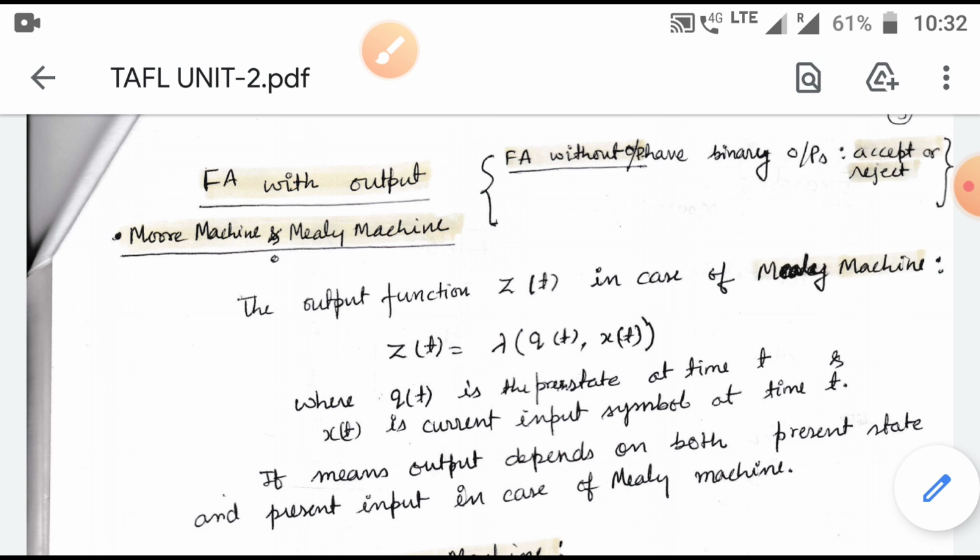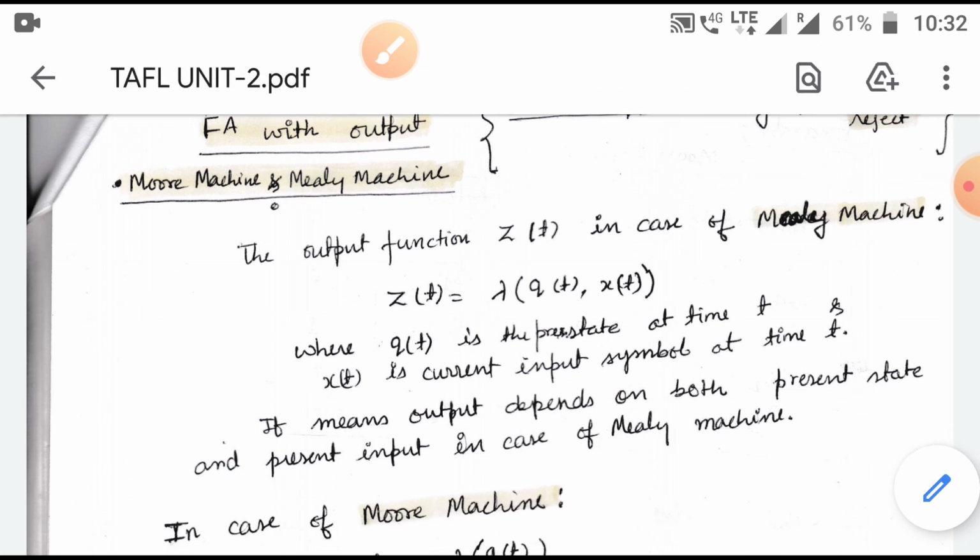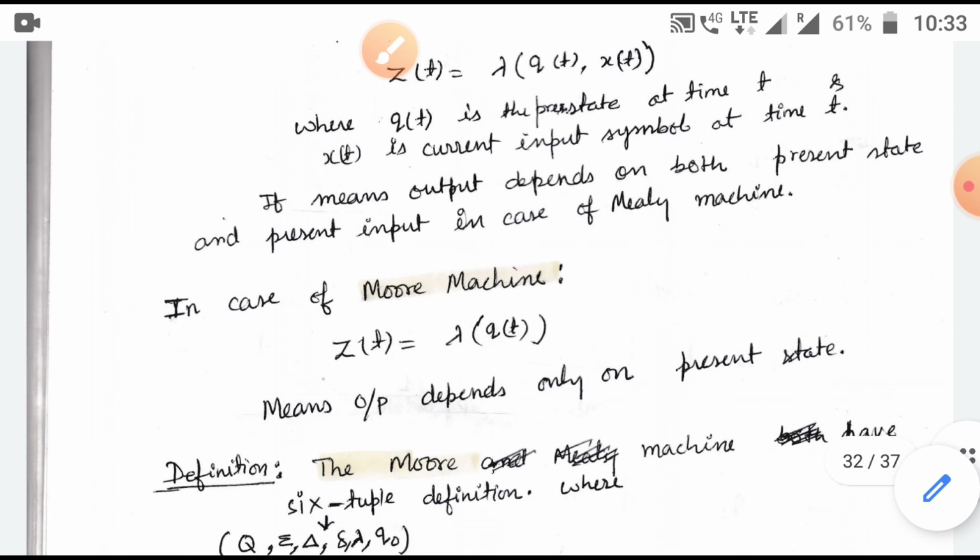So definitely we will have an output alphabet set and an output function, because on that basis the output will be yielded. For that we need an output function, and a valid set of symbols for output, so we need an output alphabet set. So unlike a DFA or NFA, it has 5 minus 1 plus 2, that is a 6 tuple definition.